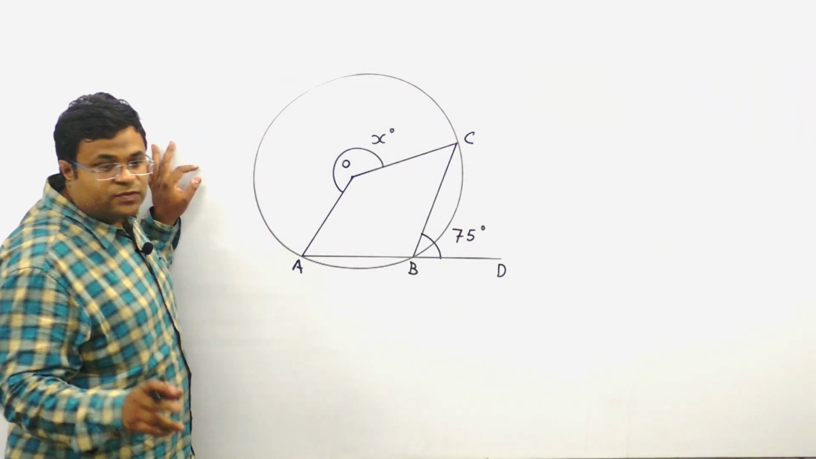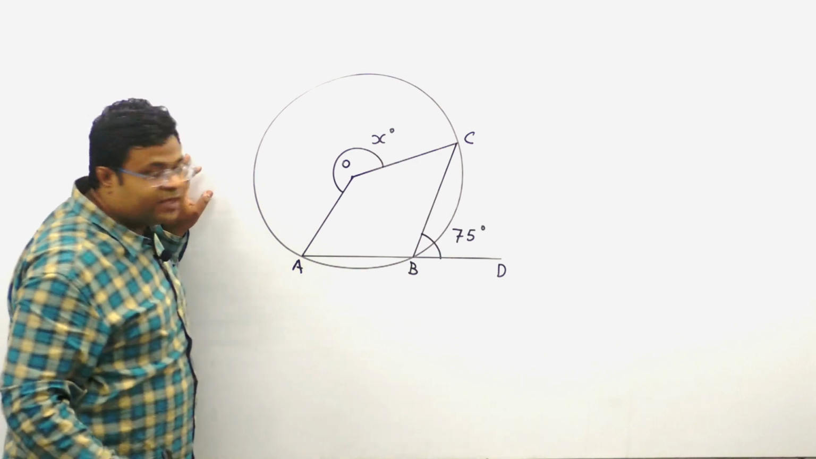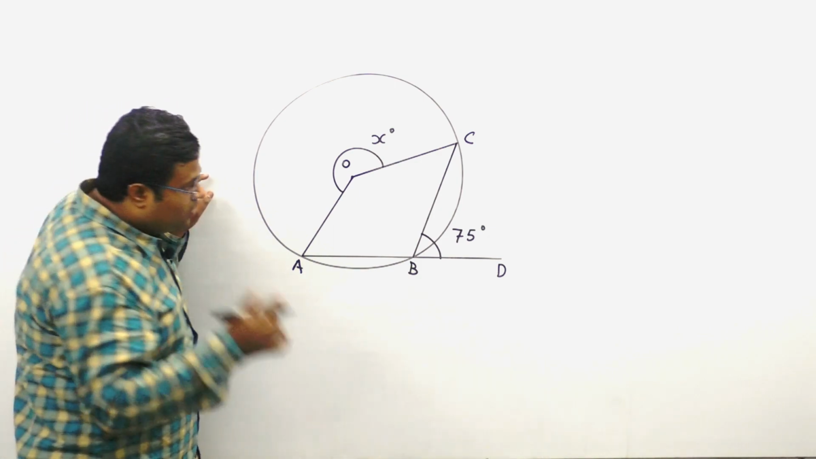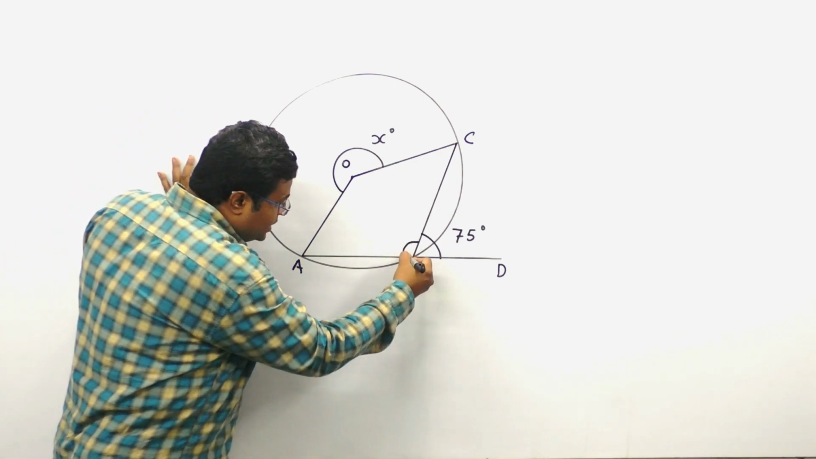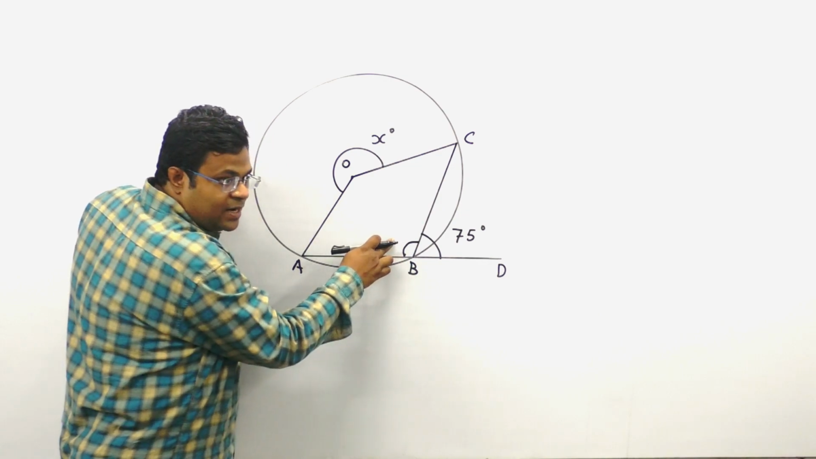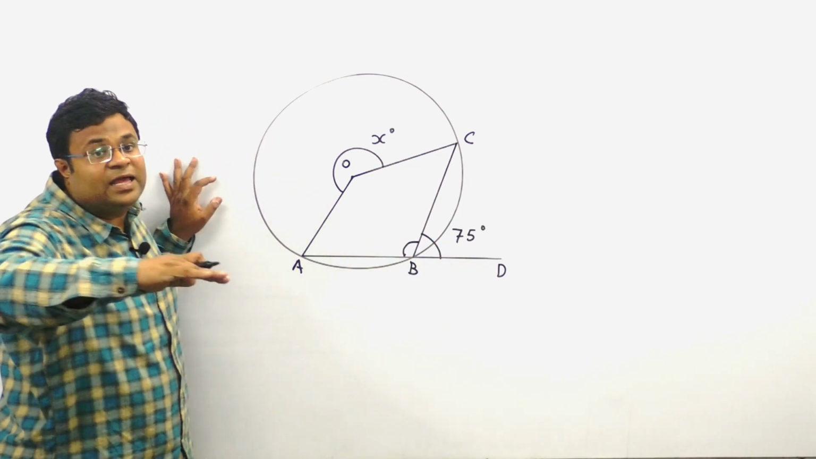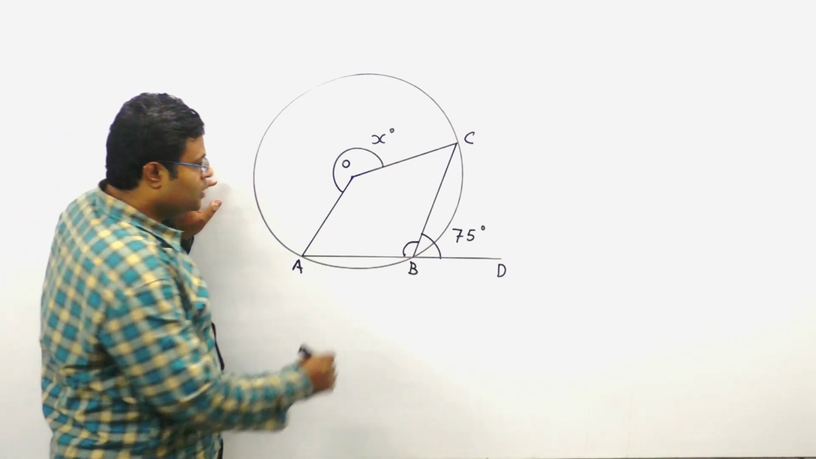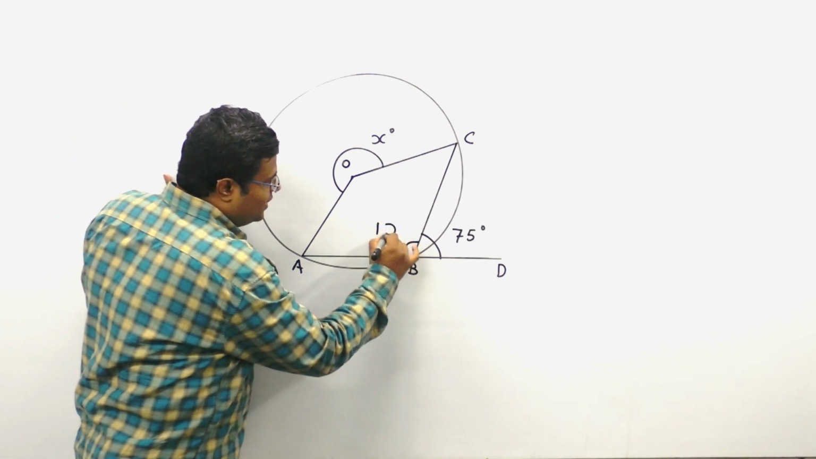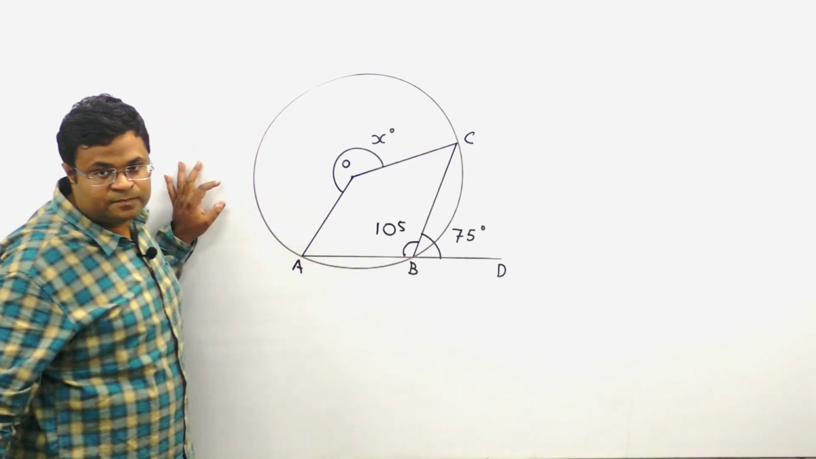Now just have a look at this question. Since this is 75 degrees, we can simply say that this angle which I have marked here just now and this 75 will form a linear pair. So this will be 180 minus 75, that is 105.